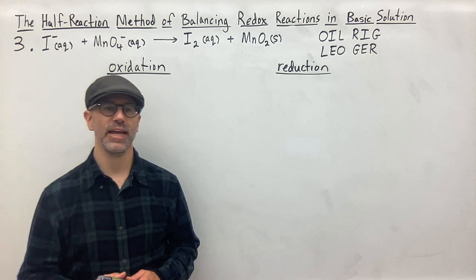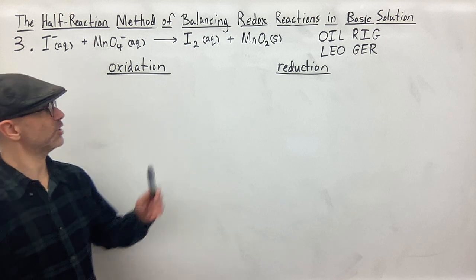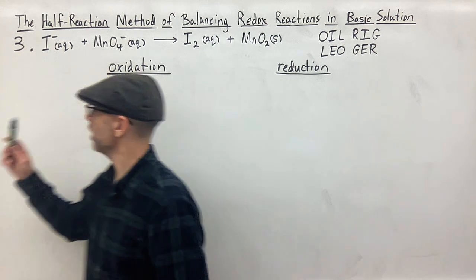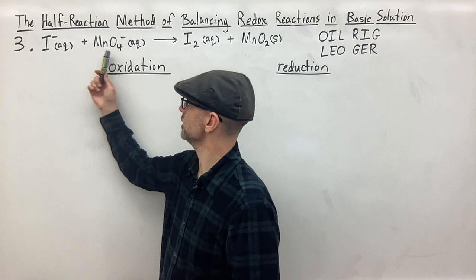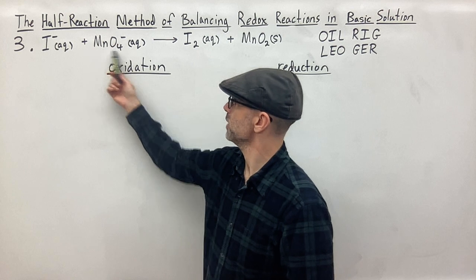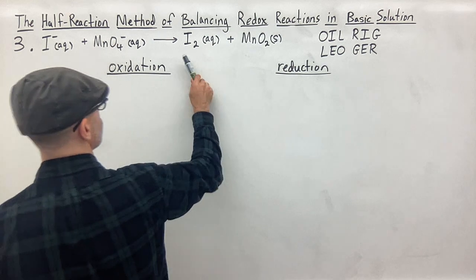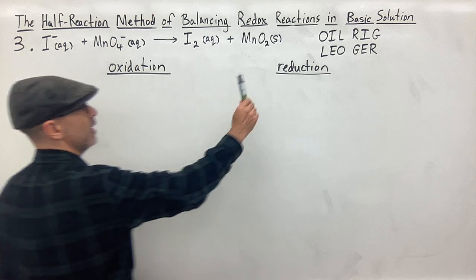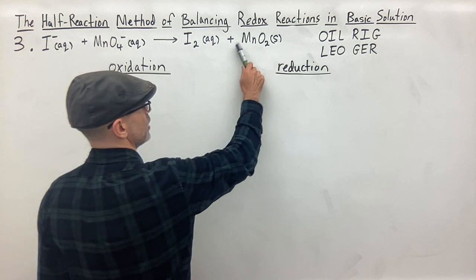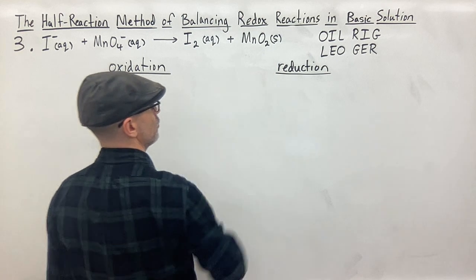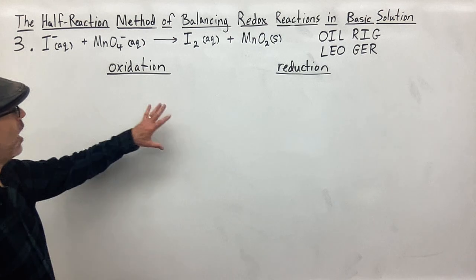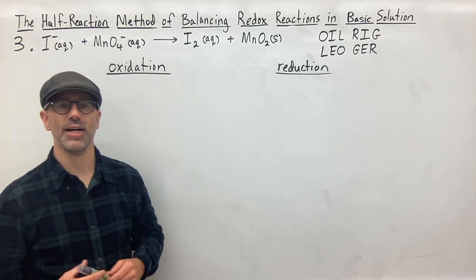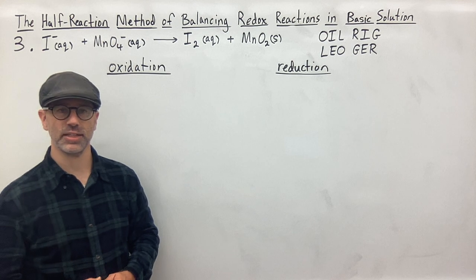So here the equation that we have is the redox reaction. We have the iodide ion reacting with permanganate ion, and that's going to form I2, your iodine element in the aqueous solution, and solid manganese oxide. So first step always in balancing your redox reaction is to assign your oxidation states.